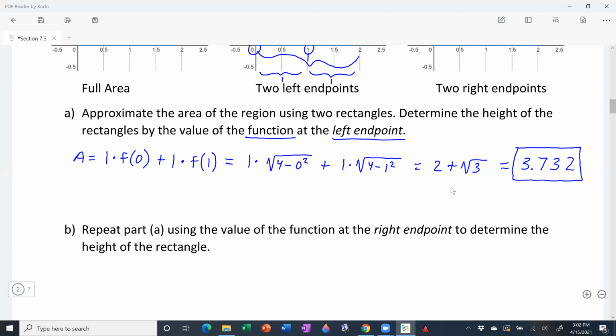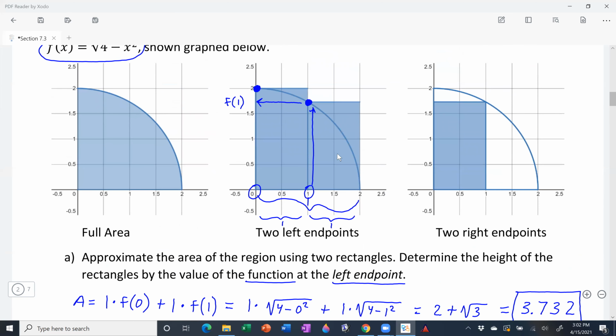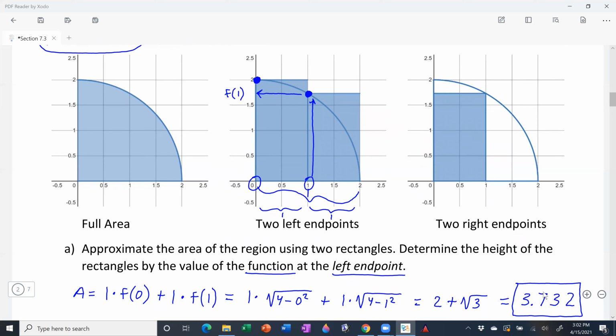Now I just want to ask a quick question. Do you think that this is a good approximation for the area of this little quarter circle right here? Not so great. It's okay, but it's not so great. Do you think that this is an overestimate or an underestimate? What you should be noticing is that because these rectangles are protruding outside of the circle, there's all of this extra shaded space outside of the circle that we're including. So this should be considered an overestimate. There's too much here. So let's try a different version.